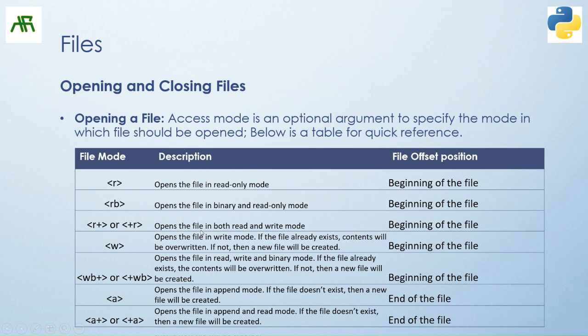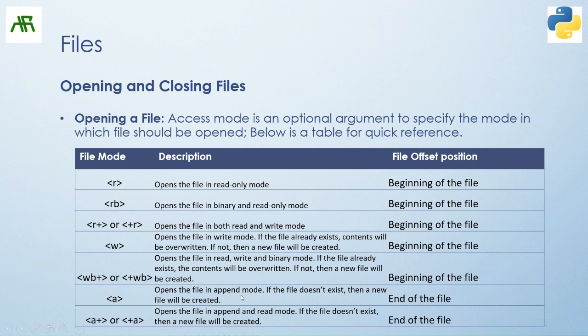R plus opens both in read and write mode. W is for write mode. If the file already exists, contents will be overwritten. If not, a new file will be created. WB plus or W plus B, it's opening in the binary mode for writing. Similarly, if a file already exists, it will be overwritten. If not, a new file will be created for writing.